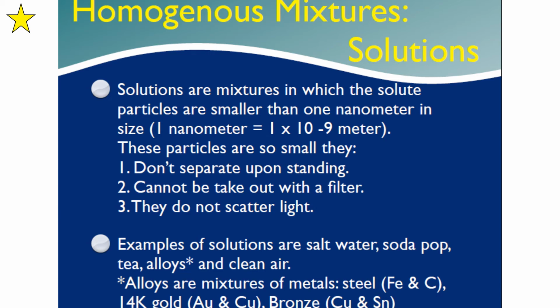You can also have solid solutions called alloys. Alloys are mixtures of metals. When you have a piece of steel, it's a mixture, the same throughout, of iron and carbon and other metals like zinc and whatnot. 14 karat gold is a mixture of gold and copper. Bronze is a mixture of copper and tin. Most metals you buy at the store are usually mixtures, even our jewelry.